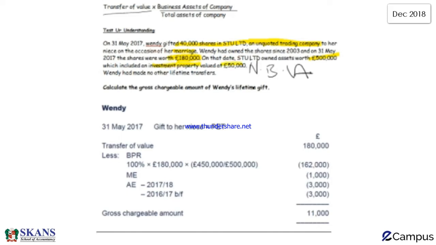So we have a problem in claiming 100% BPR on the full transfer value, because the company is not completely trading, it is a partially trading company. So the transfer value is 180,000 as we discussed, but we are not going to apply 100% BPR to the full value, though it is an unquoted company. We're going to divide it by the total assets and multiply it by the business assets of the company, which are 450 over 500, and then we deduct 1,000 of marriage exemption and 2 annual exemptions.